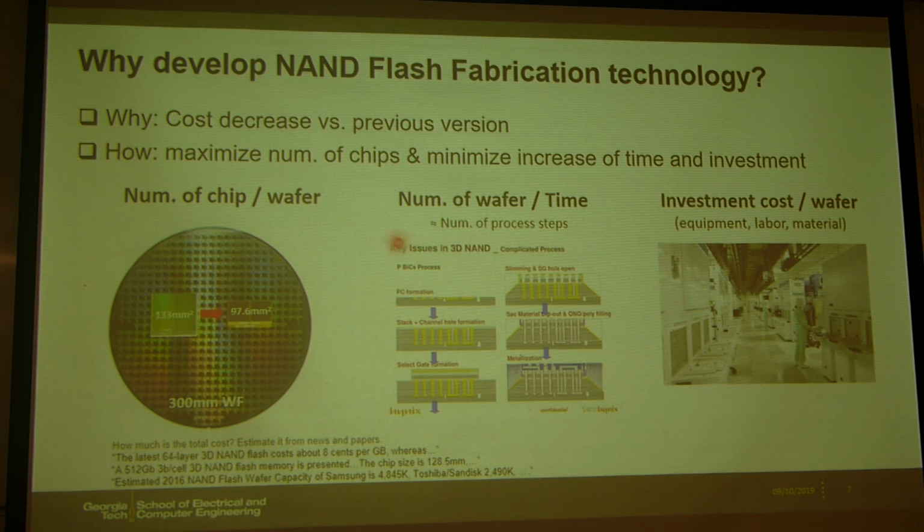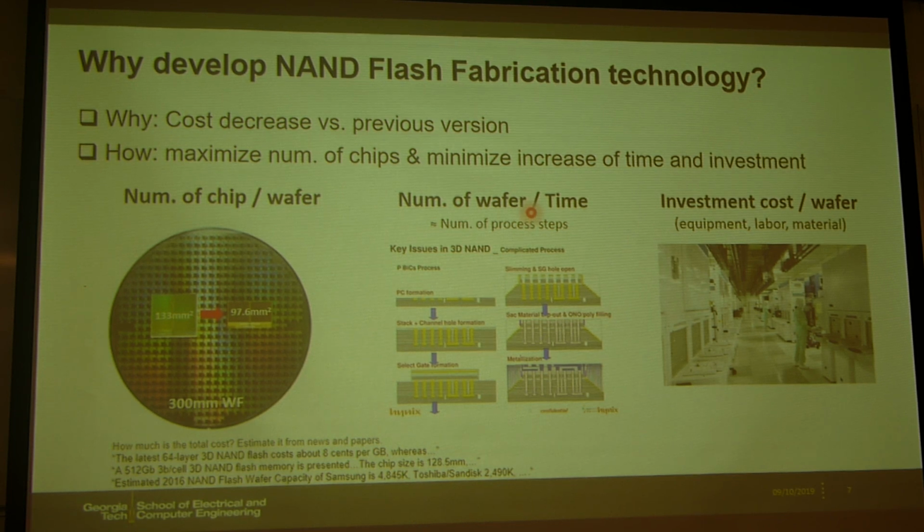That is similar to the number of process steps. So in most cases, the new technology has a more complicated process compared to the previous one. So every time the number of process steps increases, the time also increases. For example, if we can make a 30% smaller chip, but it takes 30% more time, how is that? Is it good? Is it new technology?